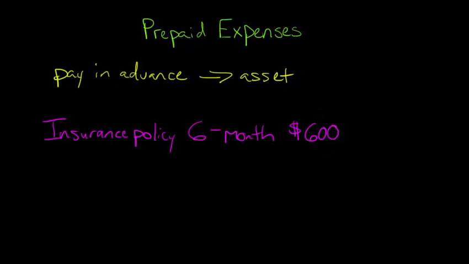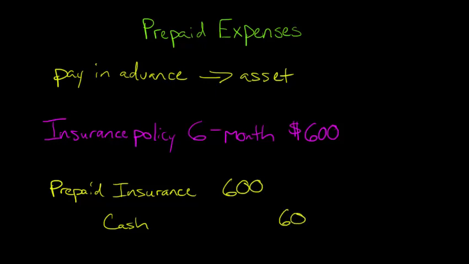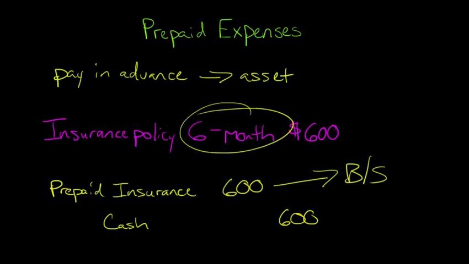So they'd make a journal entry, and the journal entry would say we'd have a debit to prepaid. In this case it'll be prepaid insurance or prepaid insurance expense, however you want to think about it. And then assuming they paid cash, we'd have a credit to cash. In each case, $600 is going to be the amount. And then this $600 that's been debited to prepaid insurance is going to go to the balance sheet. And in this case, because it's just a 6-month policy, that's going to end up being a current asset.